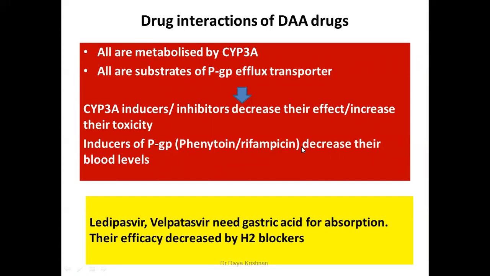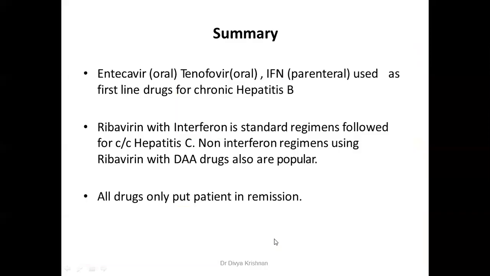So these directly acting anti-HCV drugs have got a lot of drug interactions because they are all metabolized by the CYP3A4 enzyme, and they are also substrates of P-glycoprotein. So any drug which is an inducer or an inhibitor of CYP3A can have interactions with these drugs. Even drugs which are inducers of P-glycoprotein, like phenytoin and rifampicin, can have interactions with these drugs. Again, you can see ledipasvir and velpatasvir need gastric acid for absorption, and their efficacy is decreased by H2 blockers.